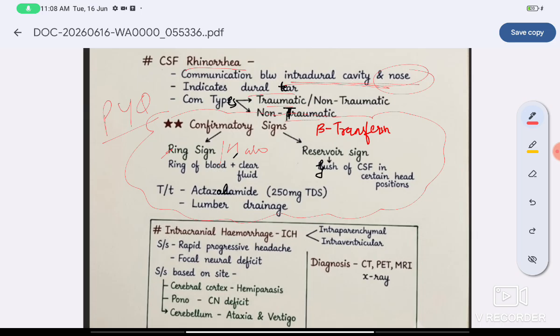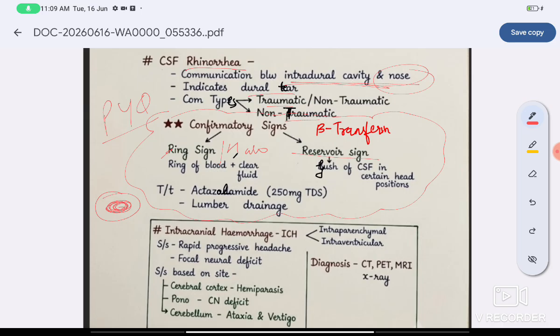What happens in the halo sign is that there is a clot with one layer of blood, surrounded by a layer of clear fluid, so it appears like a ring or halo. This is an important sign which you see when CSF is mixed with any secretion from the nose. Then there is the reservoir sign, which means in a certain position there is more release of fluid. For example, if the patient is sitting upright there is more release of fluid, or if the patient is supine there is more release of fluid.